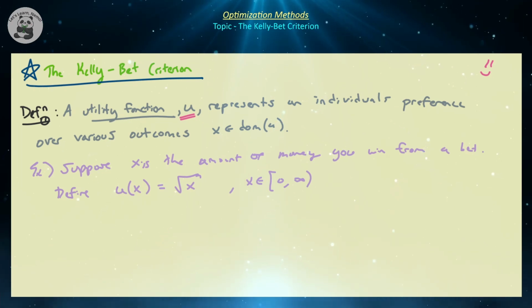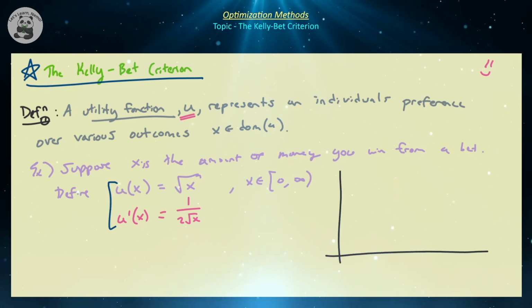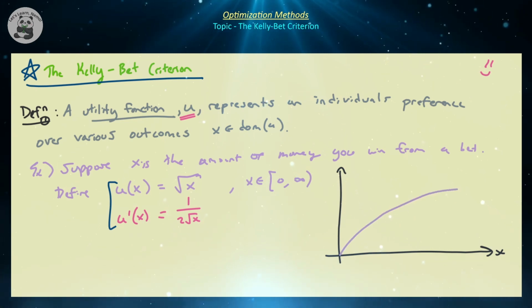So if this is u of x, then its derivative with respect to x, u prime of x, as we already know, is just going to be 1 over 2 times the square root of x. So let's briefly interpret what we mean by a utility function by graphing both of these objects here. If we graph u of x equal to the square root of x, then we already know that the graph of that is going to look like that.